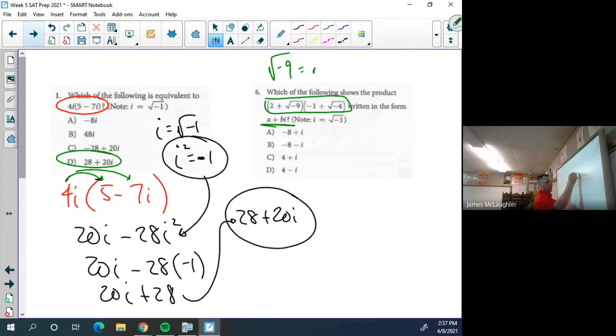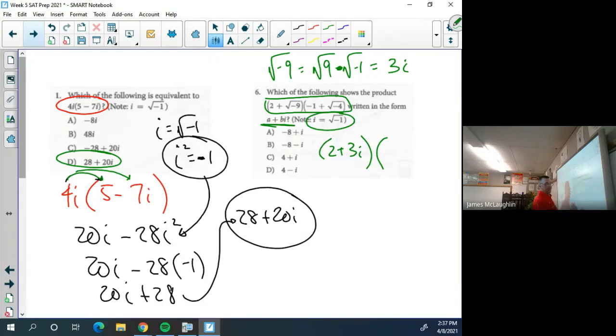And I'll just break this down for you if you've never seen it before. It's the square root of 9 times the square root of negative 1. The square root of 9 is 3. The square root of negative 1 is i. So the first thing becomes 2 plus 3i.